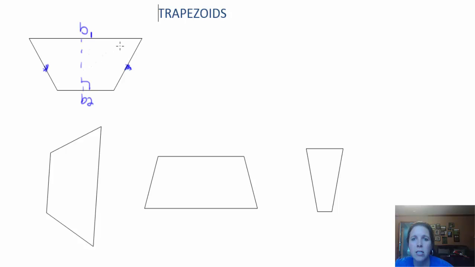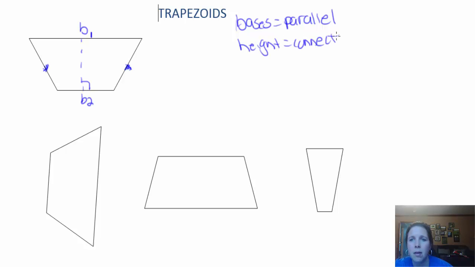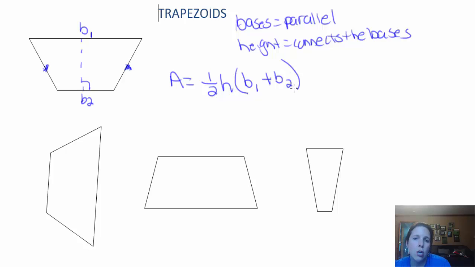So there's a few things on this. Bases are parallel. Okay, and the height connects the bases. Okay, so the formula here is area equals 1/2 the height times the two bases added together. Base 1 plus base 2. Again, this is just so you know the difference. It's one of the bases plus the other base.